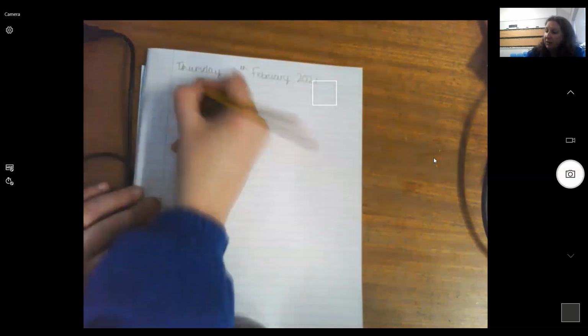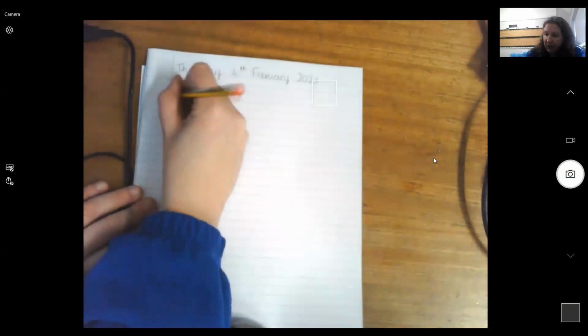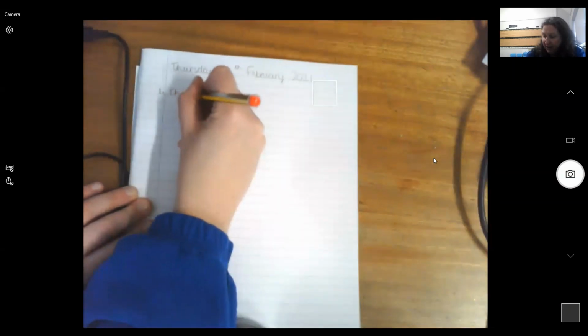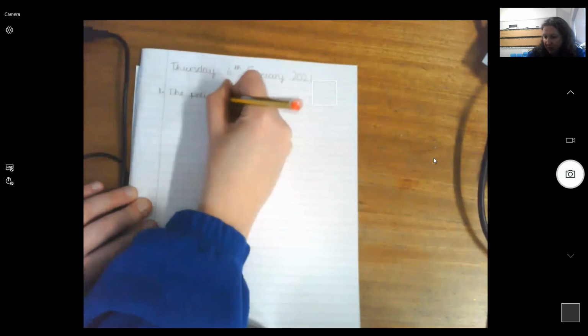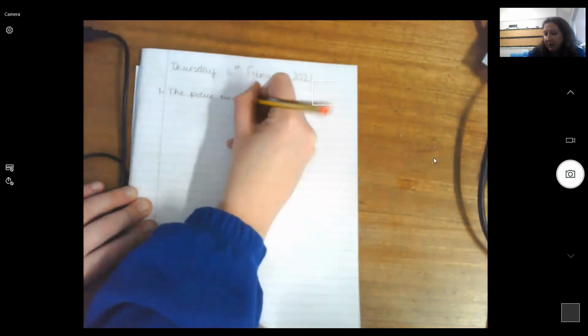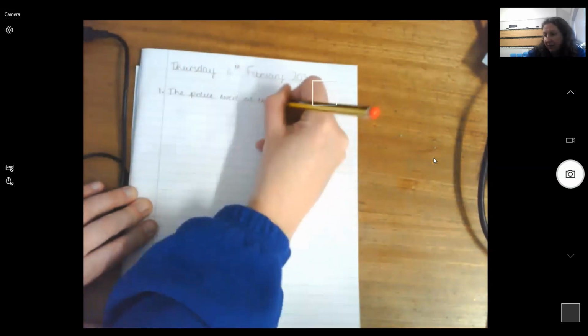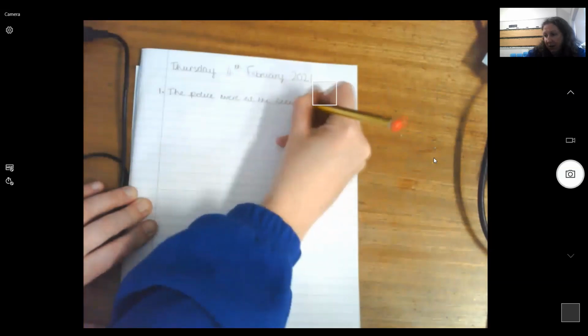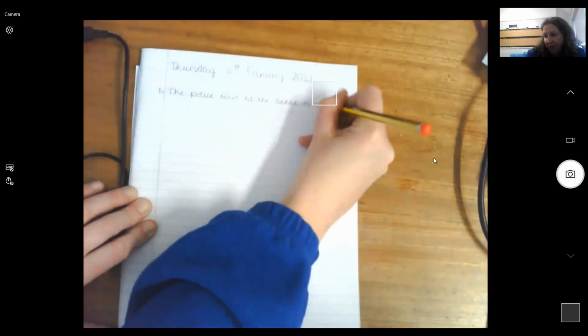I'm not going to write all 8, I'm only going to model a few for you, so that you can understand what we're doing. I'm going to pick my first one, scene, and I'm linking that to the crime scene because it has a C in it. So I'm going to write number 1, the police were at the scene of a crime. I'm going to make sure I put my full stop at the end.